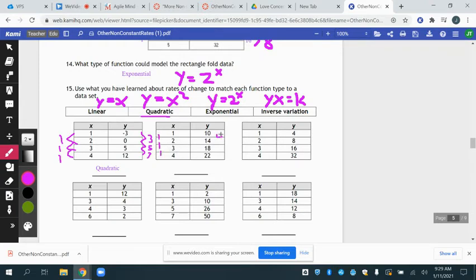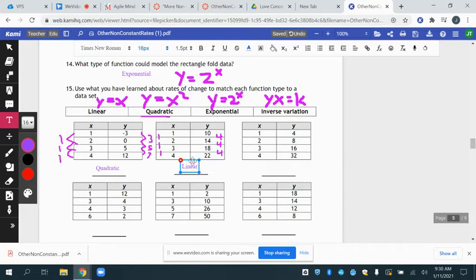This goes up by 4s. Correct? Consistently? Yeah. So if I make a fraction of them, this goes up by 4, that goes up by 1. I'm going to get a slope of 4. Hey, that's linear. That's when the slope never changes. So hopefully you got linear.